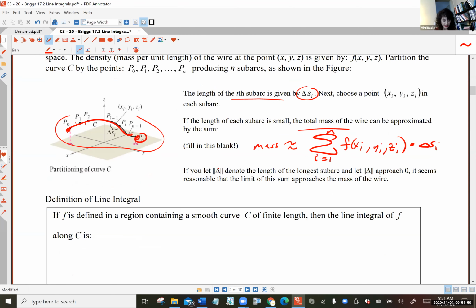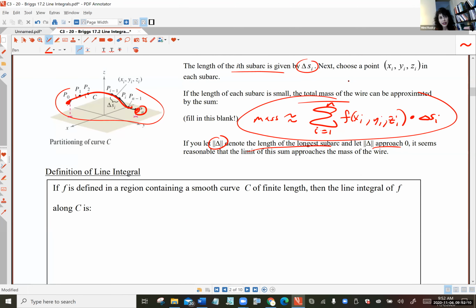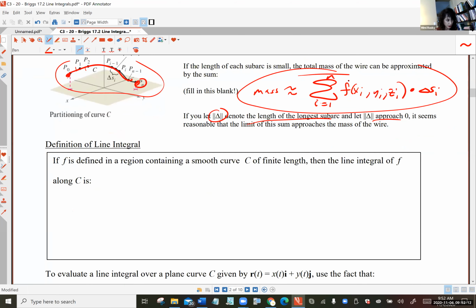And of course, if you let the norm of your partition be the length of the longest subarc, and you let that norm approach 0, you know, take the limit of this Riemann sum. That's a Riemann sum, people. You're going to get an integral. Okay, so watch closely. So here's your official definition of a line integral.